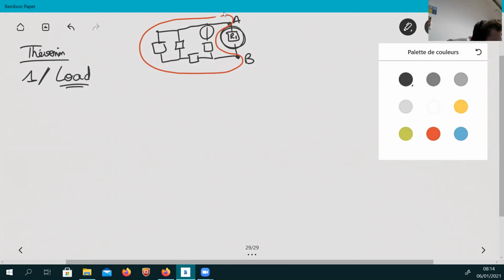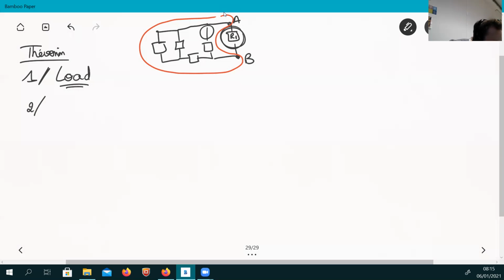So you can redraw your circuit without the load. At the very end, once the simplification through the Thevenin theorem is done, don't forget to replug it. So first thing, what is the load? So what I'm considering in the Thevenin model.